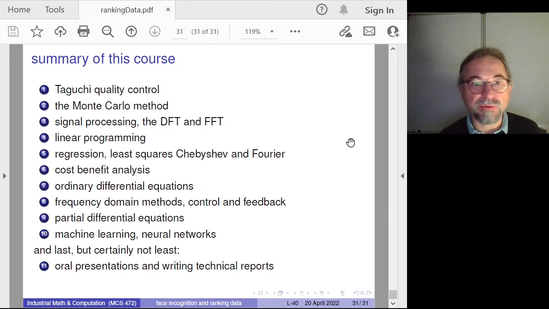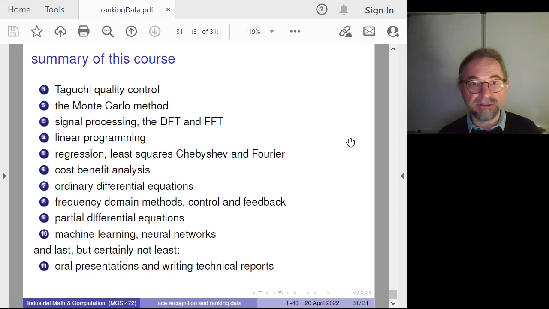Let me summarize what we have done. It looks like we have covered a little bit of everything, but we started with statistics, quality control, Monte Carlo, and actually with machine learning; there's no clear boundary between statistics and machine learning. Today we have seen orthogonal projections. They have featured many times, with the fast Fourier transform, the discrete transform to describe signals.